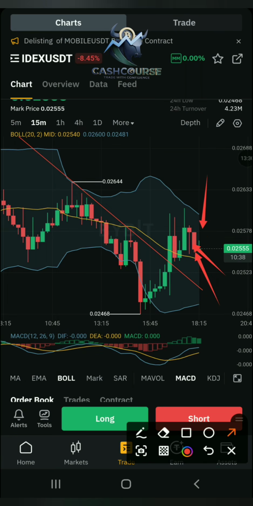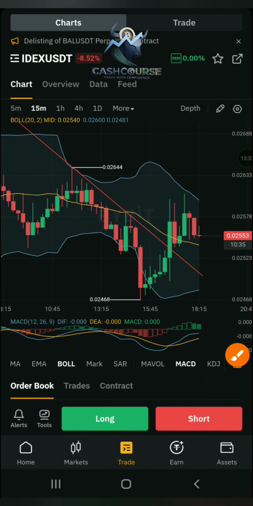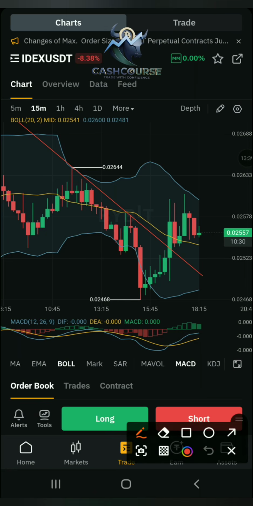But for me, I'm just going to go ahead and place my sell trade, since I've already confirmed this hanging man candlestick pattern over here. So my stop loss is going to be the previous high, which is 0.02644.